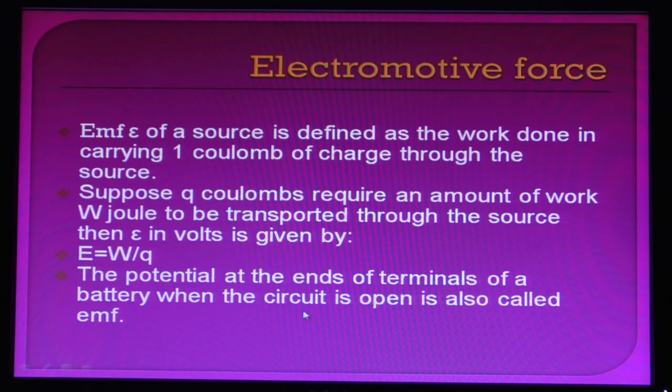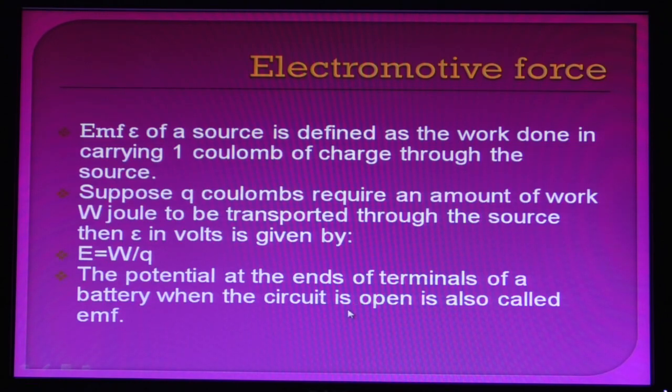Circuit is open means when we disconnect the circuit, still there is an EMF, still there is energy, still there is voltage, and that is known as EMF. For example, students, if we are having a dry cell, it is written 1.5 volt. 1.5 volt is actually the EMF of that battery or of that cell.